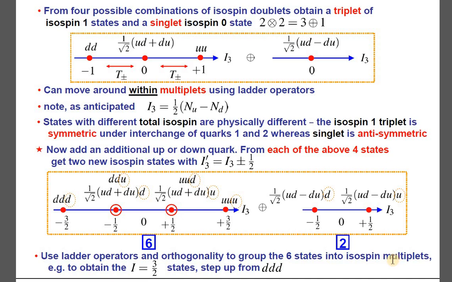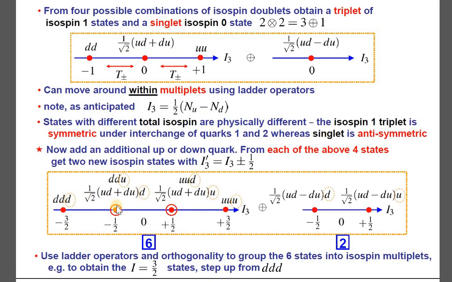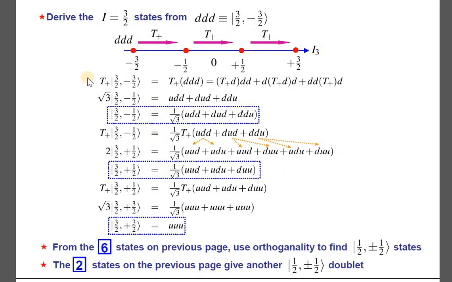Now let's start with the DDD. Here, let's derive the 3 states, I equal to 3/2 states, from the DDD state. So we start with the one extreme, most extreme state, which means this one, and just using the ladder operator, we will make the other states. So that's the basic idea. You start with the one extreme and then use simple mathematics and you construct the other ones. And here I have shown the various steps.